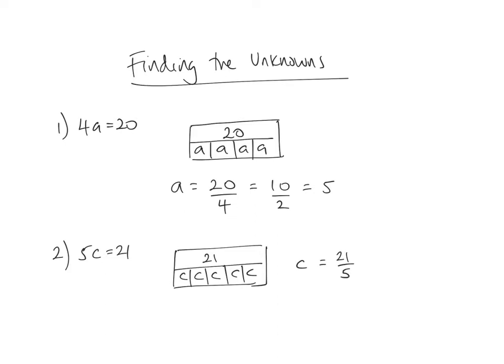So this time we might want to use the bus stop model to help us get to the answer. So 5 on the outside, 21 in the middle. And remember to put 0.0 because it looks like there's going to be a decimal. So 5 into 21 goes 4 times with 1 remainder. So that's why we move the 1 just here, because 5 times 4 gives 20, which leaves 1 left over. And then what we now need to do is 5 into 10, which is 2. So our answer for c is 4.2.